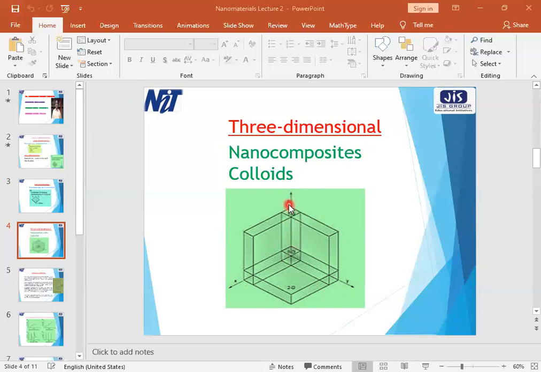But if the material exists along two of the dimensions, that means along the x-axis and y-axis, or along the y-axis and z-axis, what will you get? A film, or a fiber, or a coating. So that will be two-dimensional nanomaterials. But if all three directions are greater than 100 nanometers, what can we say? We will call this a three-dimensional nanomaterial.